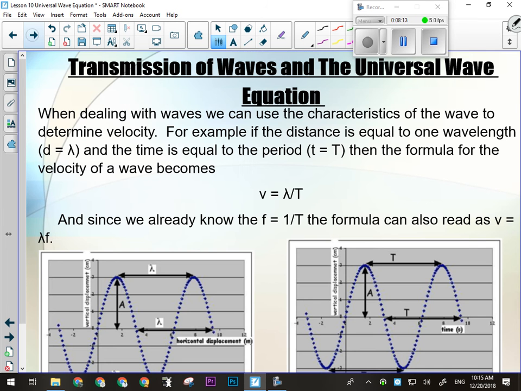Okay, so when we're dealing with waves, we use the characteristics that are easy to measure to determine velocity. So we get v equals lambda over T, or the way it's written on your formula sheet, f times lambda. That's the universal wave equation that allows us to calculate how fast a wave is traveling.